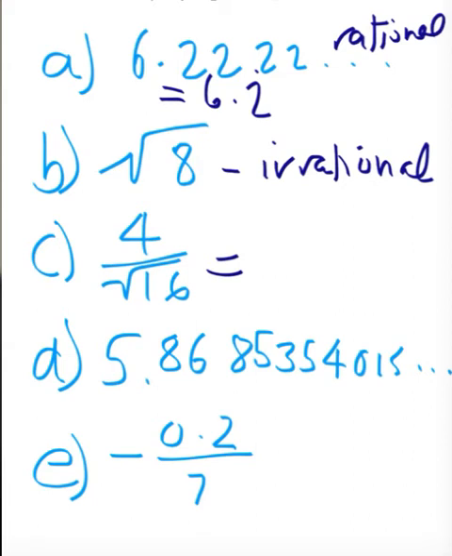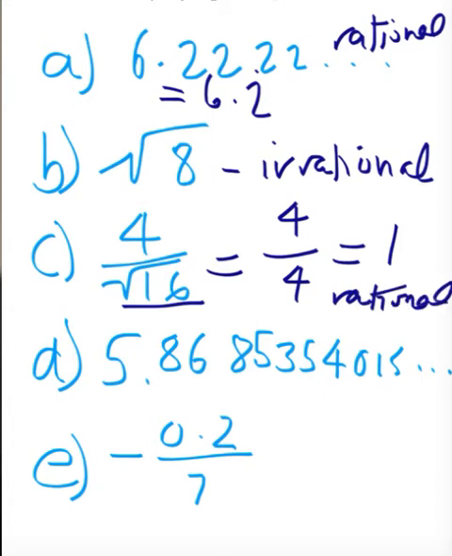Now I can see the square root of 16 is actually not irrational. It's not a surd because the square root of 16 is 4. So what I end up with is 4 divided by 4, which gives me 1. 1 is just a whole number, so this example is rational. We're done.